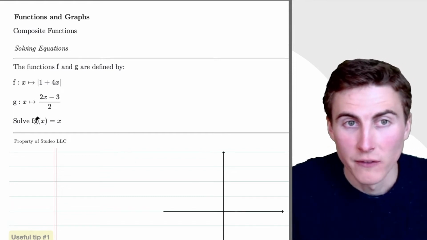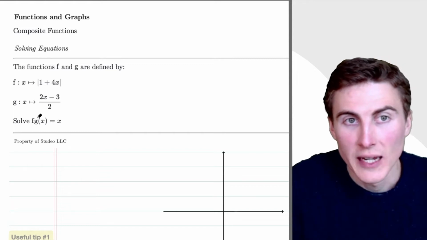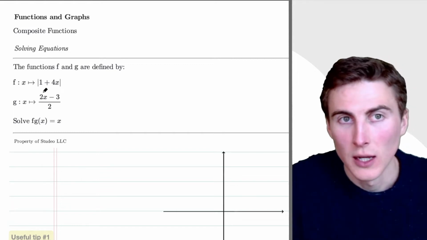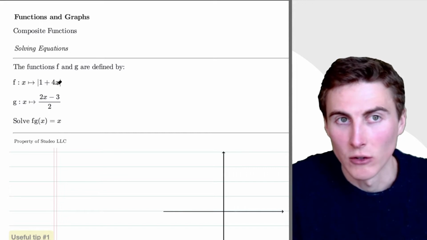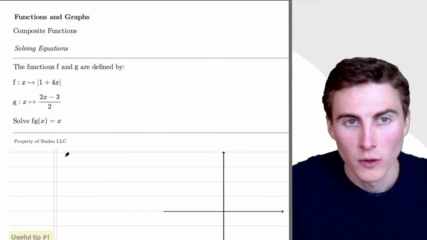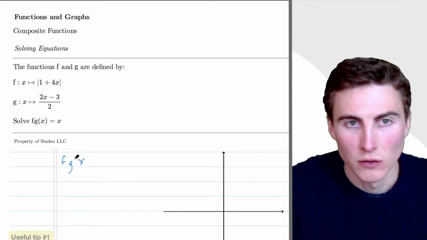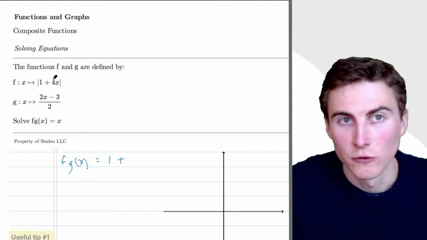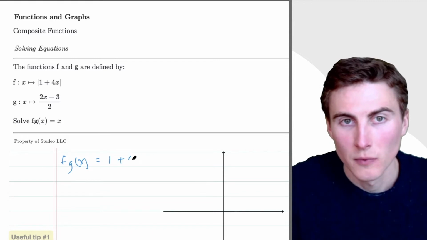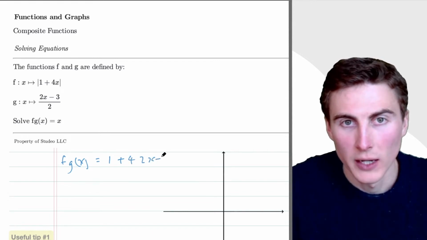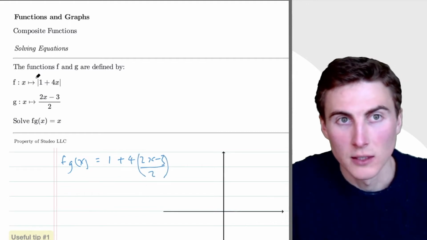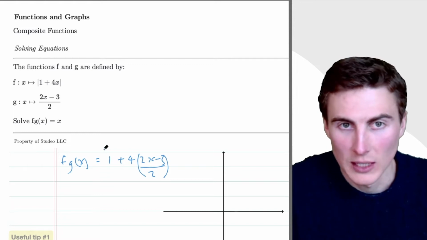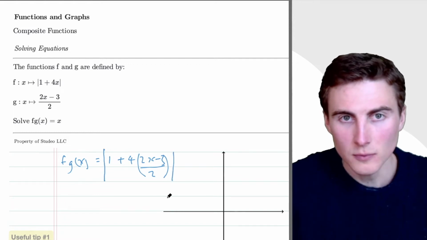So let's start by finding this function. I'm just going to take the g function, this whole bit here, and I'm going to plug this into the x value of my f function. So fg of x must be 1 plus, and I'm going to do 4 sets of all of this, plus 4 sets of (2x minus 3) over 2. And that will all be in a bracket. And the entire thing is still in these modulus, so you've got to keep these modulus signs on the edge.